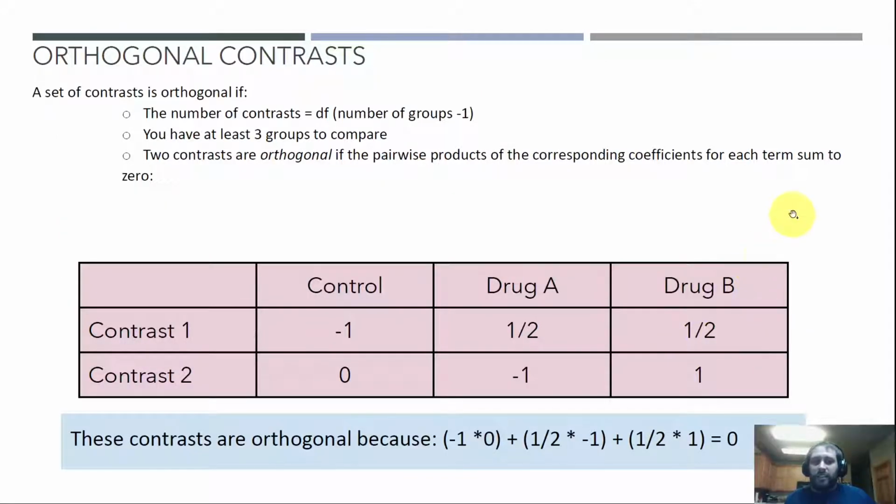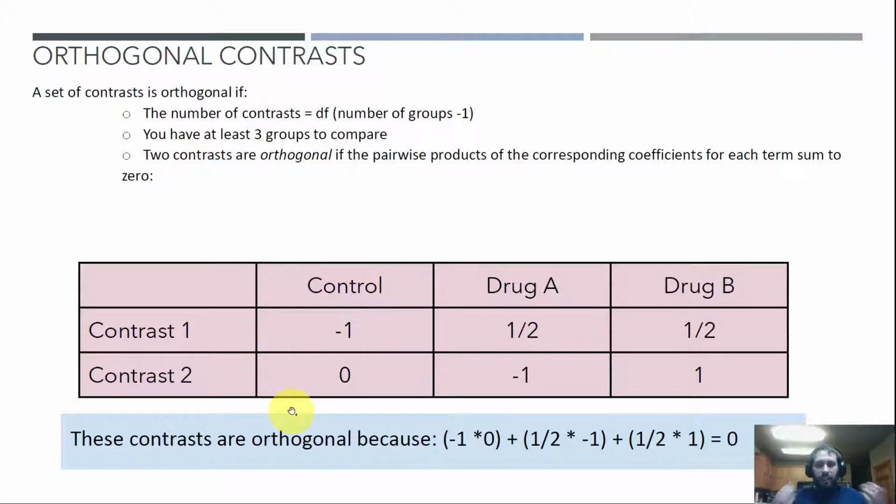Now, orthogonal contrasts are contrasts with another layer added on top of them. A set of contrasts is orthogonal if the number of contrasts is equal to the degrees of freedom. So if you have 3 groups, the number of orthogonal contrasts you can have is 2. If you have 4 groups, the number of orthogonal contrasts you can have is 3. Additionally, it's a requirement that you have at least 3 groups to compare. This doesn't work with 2 groups; there's not an orthogonal contrast if you only have 2 groups. Additionally, this is going to be a mouthful, but 2 contrasts are orthogonal if the pairwise products of the corresponding coefficients for each term sum to 0. I'm going to explain that to you right now.